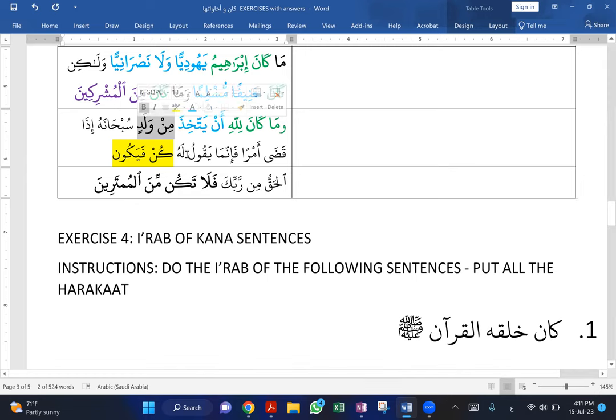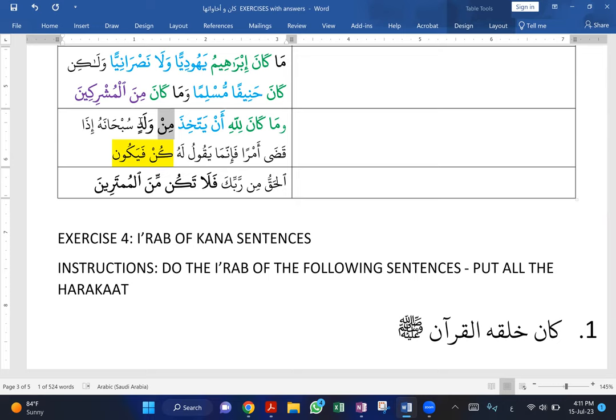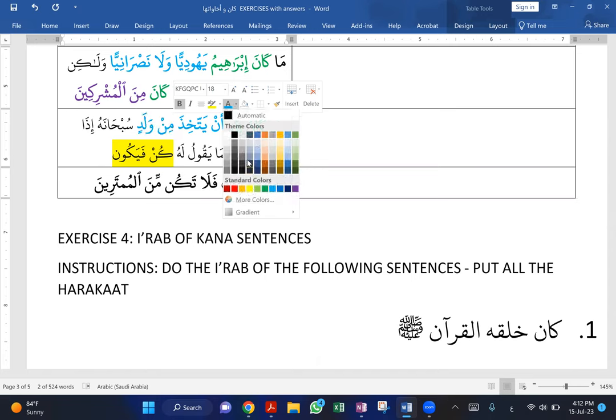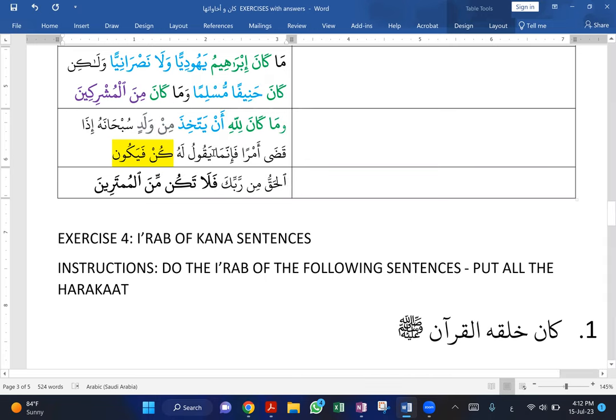Yeah, so this is something else. It's not going to be the mutaalliq because this min is za'ida. So if you remove the min, you will have waladan. Ma kana lillahi an yattakhidha waladan. It is not appropriate for Allah to take a son. Right? So this min is za'ida. So when min is za'ida, when ba is za'ida, what comes after it, we're going to treat it like min doesn't exist. So we're going to say this part is the maf'ul. So this is just totally something else. I'm going to mark it gray because it's not muta'alliq. I hope that's clear. Mm-hmm. All right, good.